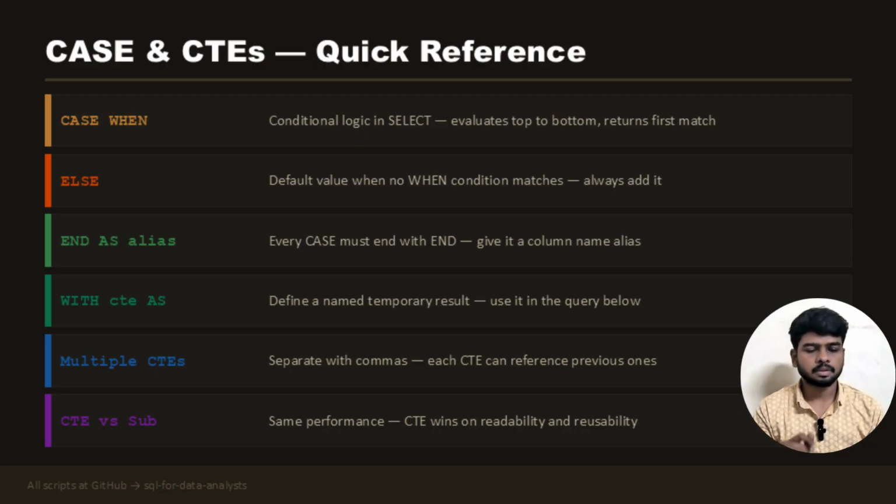Multiple CTEs. We will just write one CTE, another CTE, just separate them by a comma, and you have a new subset perfectly running for your main code, and that is it. What is CTE versus subquery? What is the difference? Same performance, CTE wins in readability, nothing else. It is easy to read, easy to understand, easy to make others understand. That's it, right?